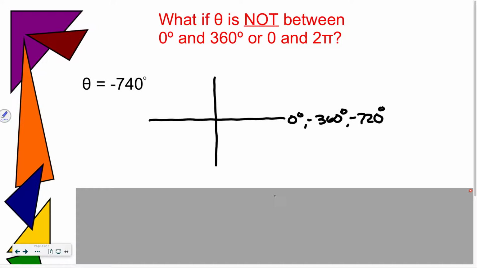So I'm going to draw my initial side. I'm going to go clockwise. 1 revolution, negative 360. 2 revolutions, negative 720. And then I need to get to negative 740, so that's only a little bit more. Okay, we're now focused on finding our reference angle. So that's our terminal side with the positive x-axis. So we want this small angle right there.